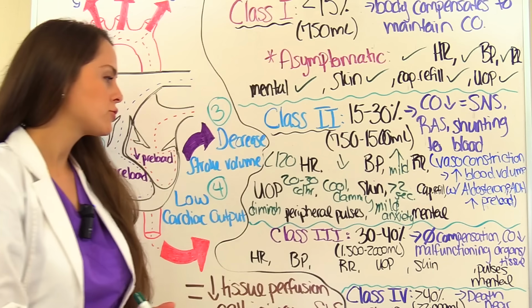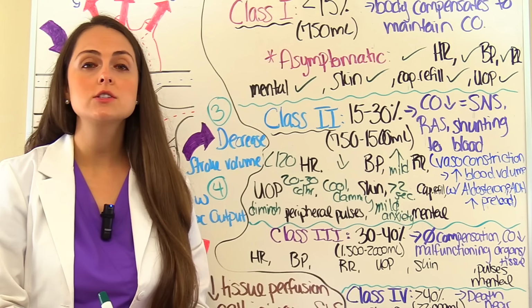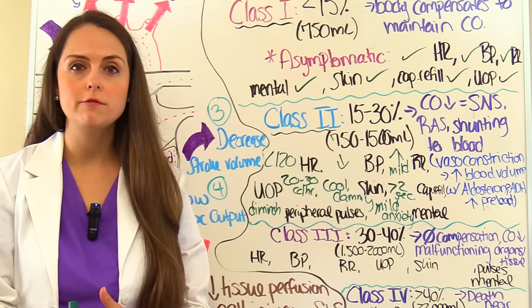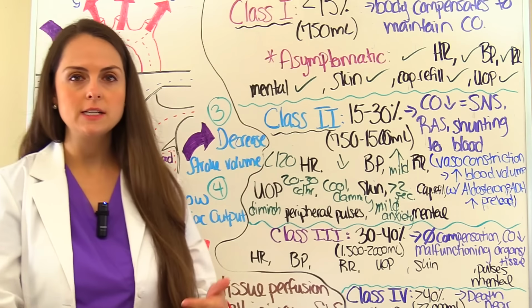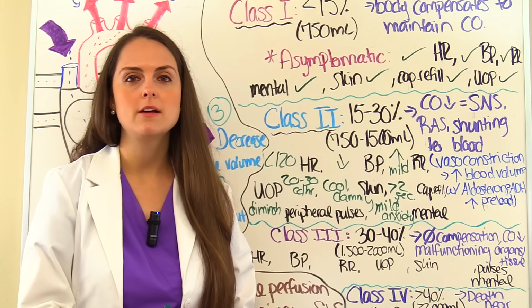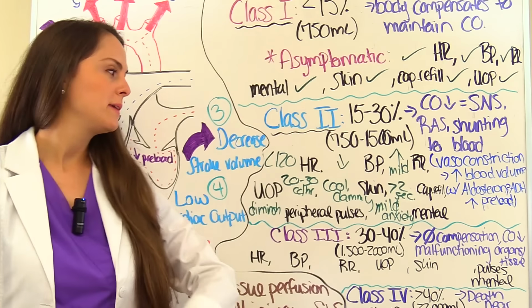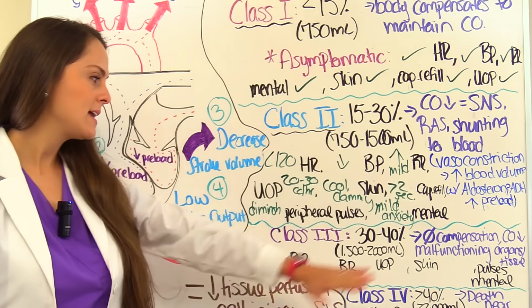Next is class 3, and this is where the patient has lost 30 to 40% of their fluid volume. And this is anywhere between 1,500 to 2,000 mLs of fluid. Now, because it is this much, the body can no longer compensate. So compensatory mechanisms are going to fail. They're not going to be able to do it.